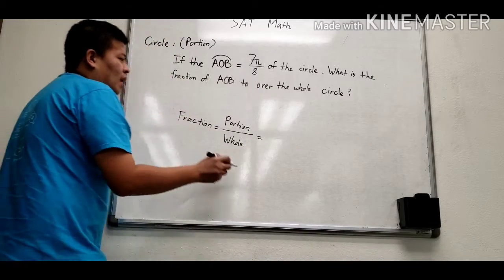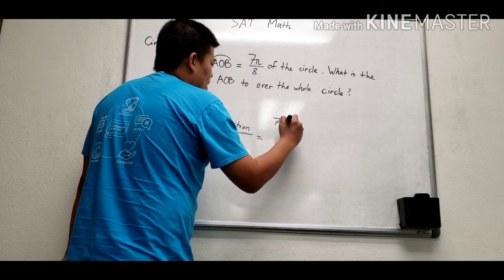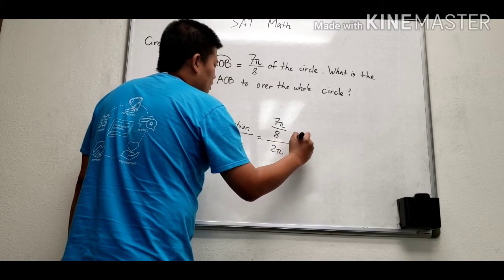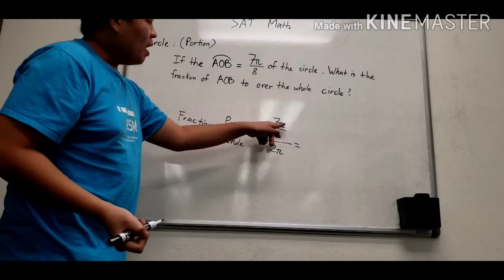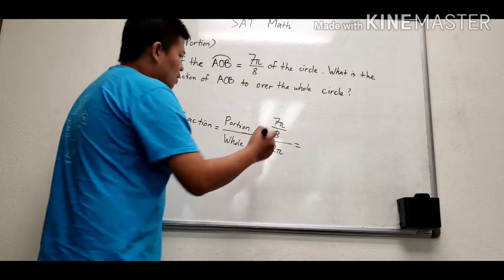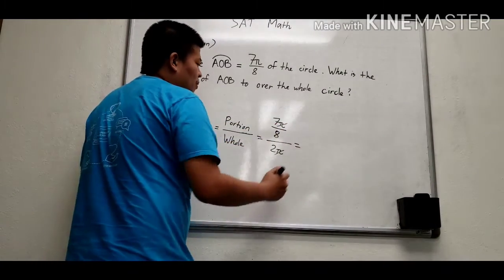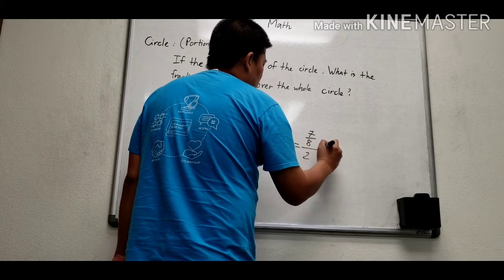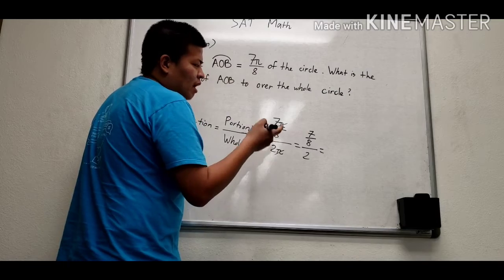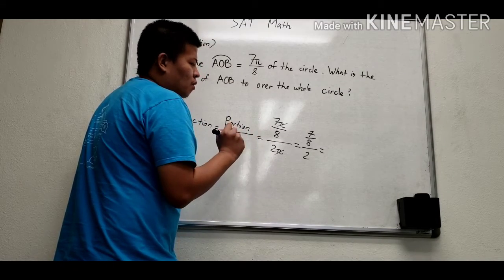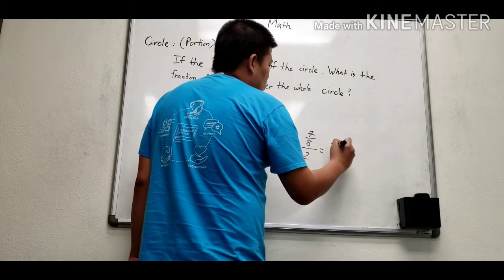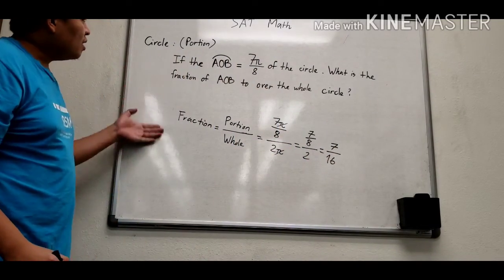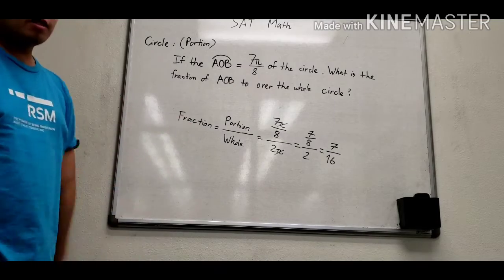The portion is 7 pi over 8. Then we divide by 2 pi. The pi and pi simplify, so you get 7 over 8 divided by 2. 7 over 8 divided by 2 is 7 over 8 multiplied by 1 over 2. So you get 7 over 16. This is the answer for the question in the practice test, 7 over 16.